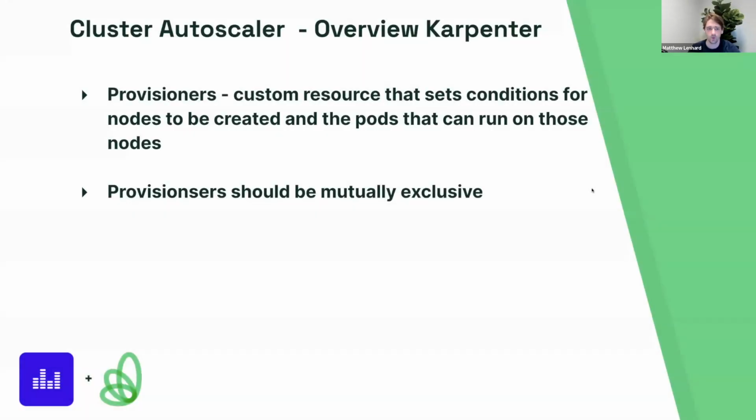So how does Karpenter work? The core concept here are provisioners. Provisioners are essentially like CRDs or custom resources that set conditions for how nodes should be created, what pods can be scheduled on them, and how they should be cleaned up. It kind of defines your auto-scaling strategy. And they do need to be mutually exclusive.